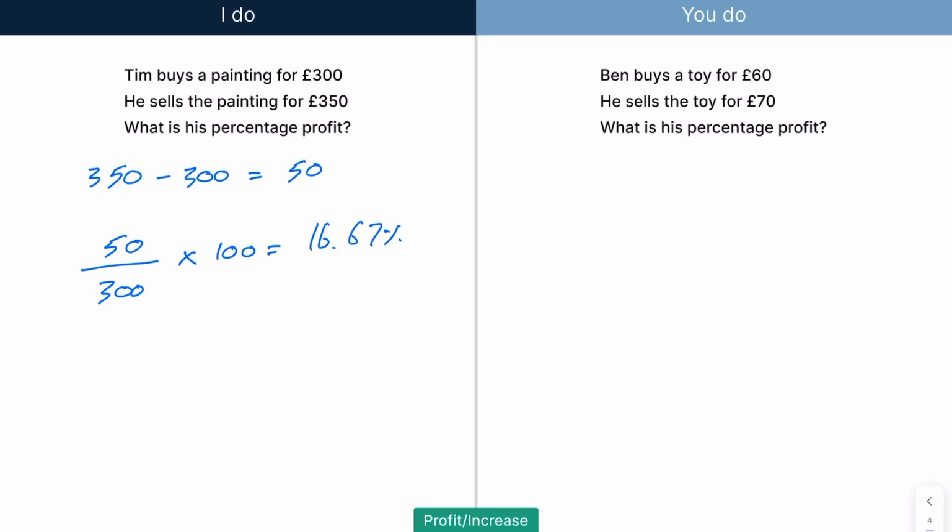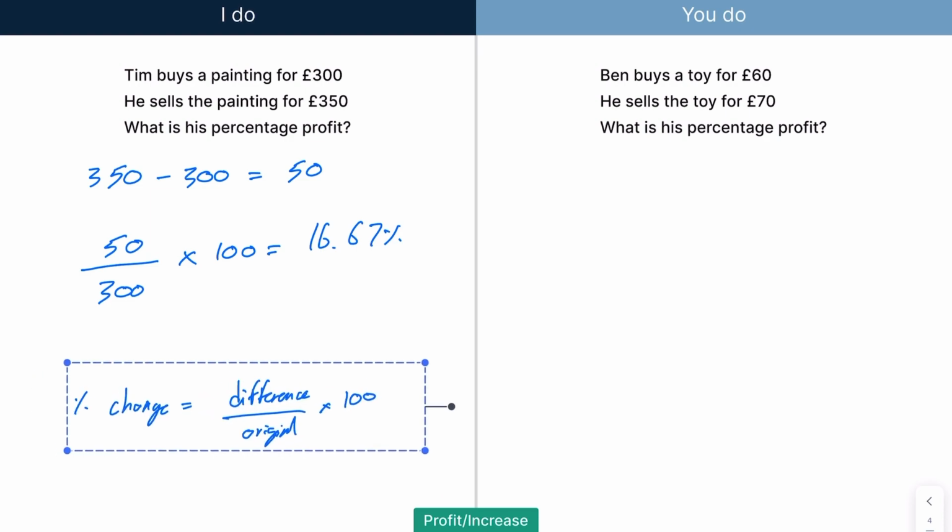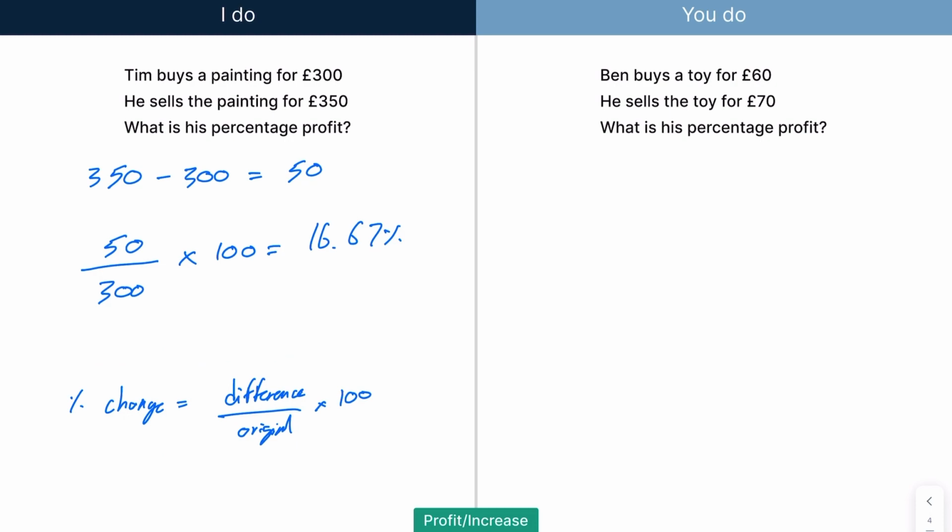Now, I do want to make a little point here in terms of the formula. You might think it's the exact same formula we've used, and it might look exactly the same, which is fine. But the way you need to think about profit and loss questions is this difference bit here, we actually call the profit. And this bit, the original down here, we call how much the thing cost. So in this case, the painting cost £300. How much profit was made was £50. I just want to be clear on that. And this, of course, would be called percentage profit instead of change.